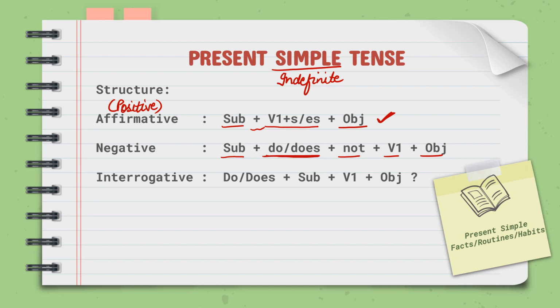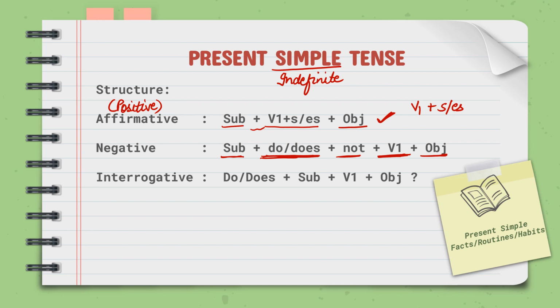So our structure of negative sentence will be subject plus do or does plus not plus V1 plus object. One more thing to note over here is, even if in affirmative sentence you use V1 plus S or ES form of verb, then also in negative sentence you have to use only base form, that is only V1 form of verb, because after do or does we use only first form of verb, base form of verb.